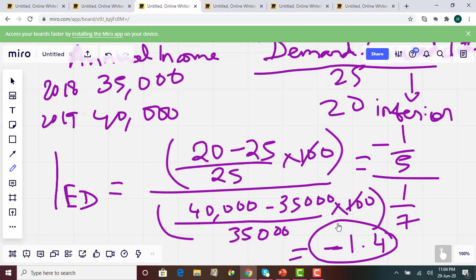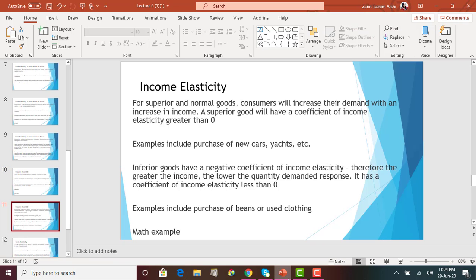Okay, I just wanted to do this example to show you that we can have a negative number, and that's okay, but only with income elasticity of demand. If we have a negative number, that negative number represents an inferior good. If it's a positive number, then it is called a normal good. Okay, so moving on, again this slide gives you more details.